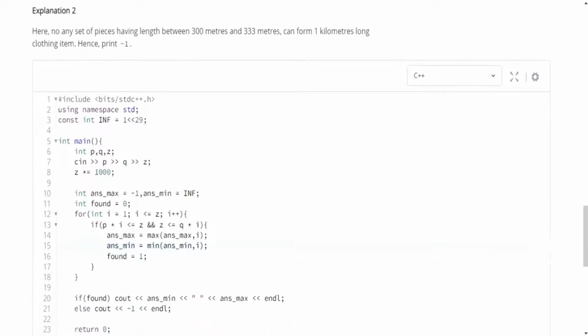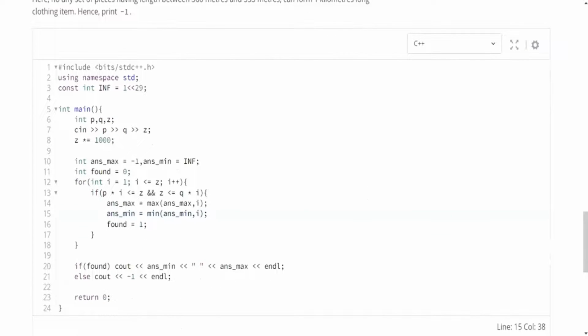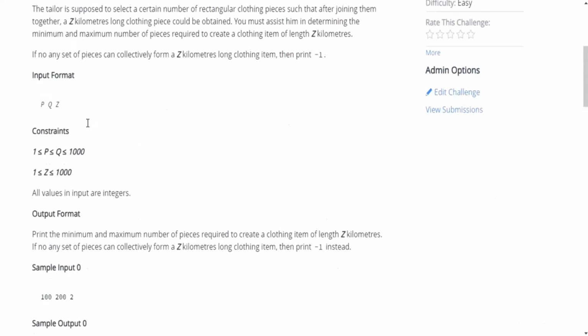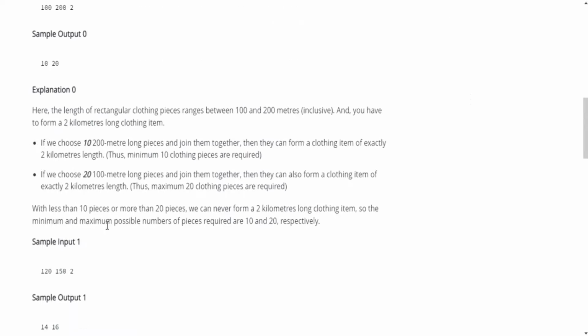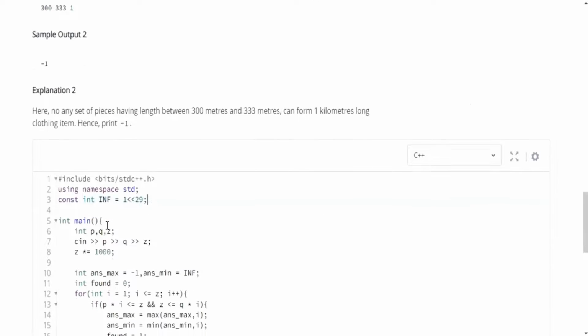Within the code, at first I've initialized INF to a certain maximum value. Now this value that we are specifying over here is essentially equal to 2 to the power 29, which is quite a maximum value, and I'm using the left shift operator for the same. Now if we take a look at the input format, we are given three numbers P, Q and Z. So we'll be taking the input in that particular format itself.